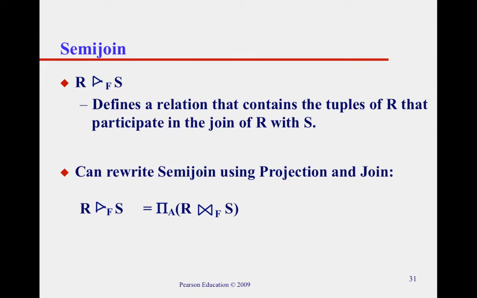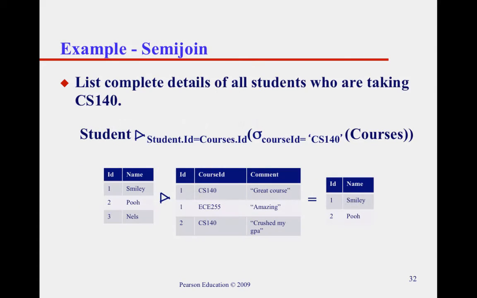The semi-join is when you only care about having one side of the join appear in the solution. So in this case, we only want tuples from R participating in the solution. So we join it with S, but all we care about are tuples in R. So that's similar to saying do a join on S, but project out only the attributes from R. So as an example, we might say, give us the list all students who are taking CS 140.